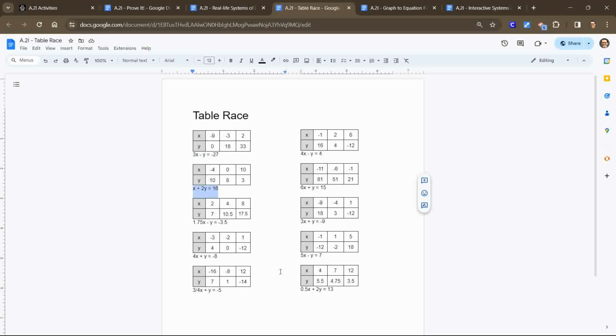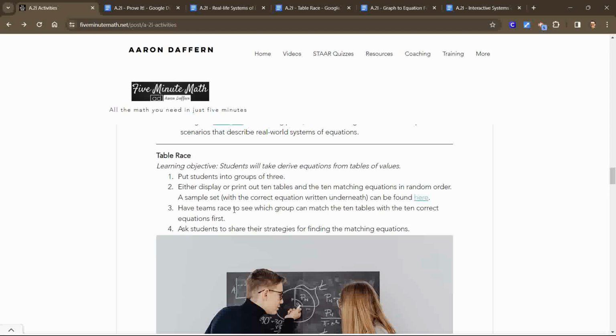When you display them, what you want to do is have the 10 tables up. You want to have the 10 equations up, but obviously you don't want them in the exact same order because they'll figure out real quick, oh, the third table goes with the third equation. Mix those up. Once you have that, you literally display all 10 equations, all 10 tables. Maybe they're on the board. Maybe you have them on a piece of paper randomized. And then in the teams, they just have to match the 10 tables with the 10 equations and see who can get it done first. And then ask students afterwards to share the strategies.